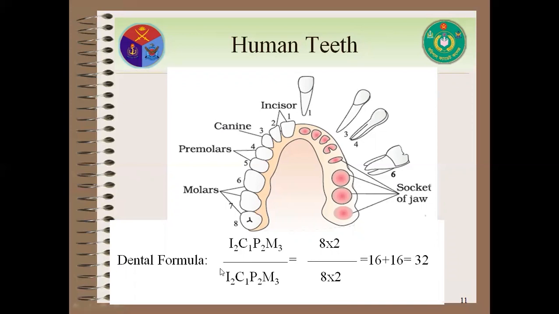Incisors and canines are the surface teeth. Incisors help in cutting and biting of food, and canines help in tearing of food. Premolars and molars help in grasping and grinding of food.